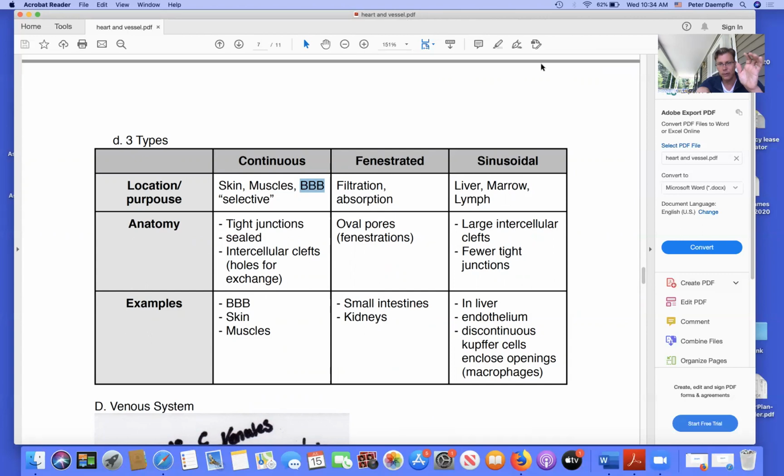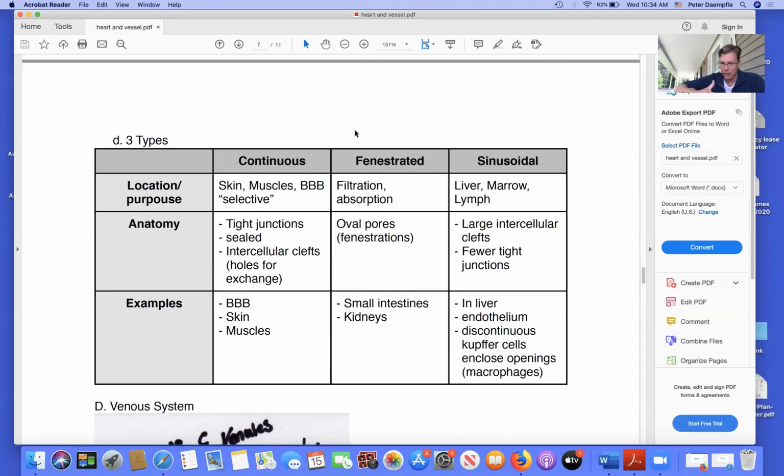And we'll put that in the chat room. BBB equals blood-brain barrier. The blood-brain barrier is the protection, I guess, that the brain has from infection and bad stuff getting in.